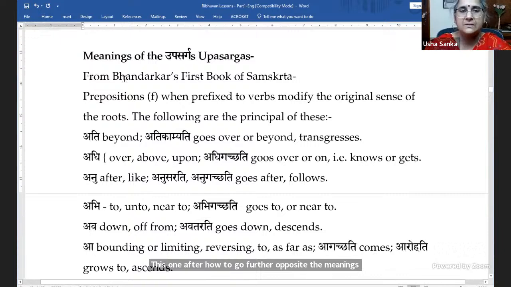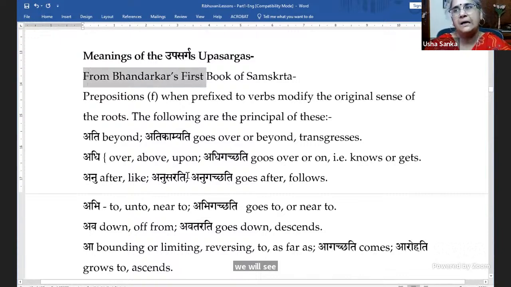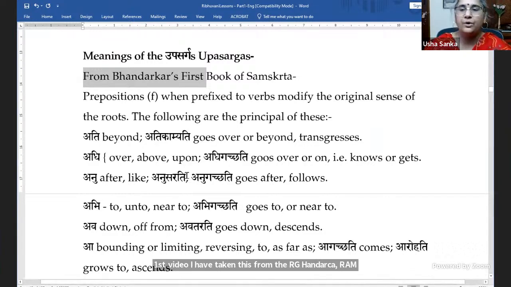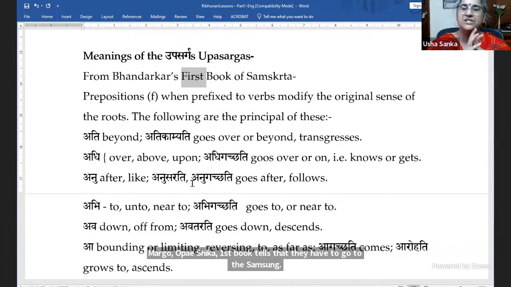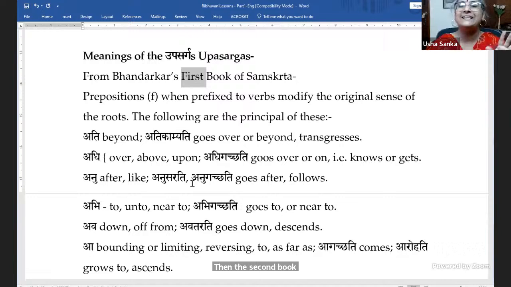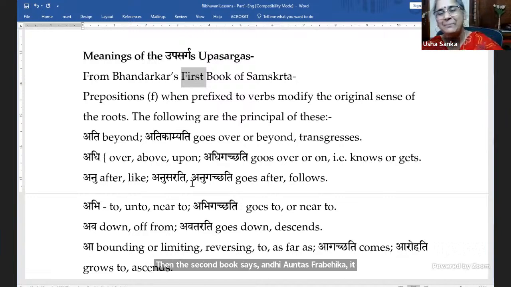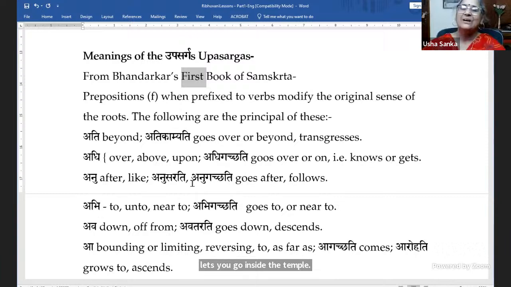First, I have taken this from R.G. Bhandarkar, Ramakrishna Gopal Bhandarkar, the first book of Sanskrit. He wrote 2 books. Samskrta Margopadeshika is its name, but the Sanskrit name did not become famous. The second book is Mandirantah Praveshika. The first book tells the way, how to go to Sanskrit. The second book lets you go inside the temple. So he says Sanskrit is a temple, and his 2 books will help us to go inside.